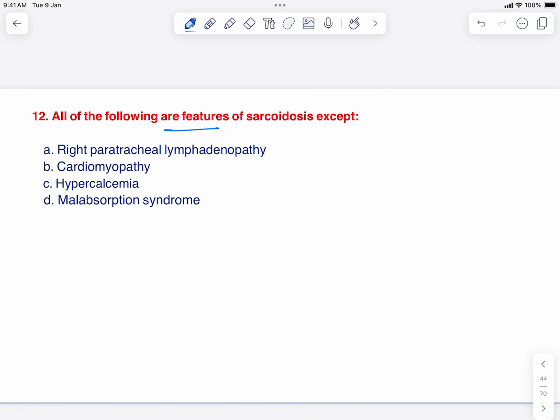All of the following are the features of sarcoidosis, except. The options are right paratracheal lymphadenopathy, cardiomyopathy, hypercalcemia, malabsorption syndrome. So the one which you don't see is malabsorption syndrome in patients with sarcoidosis. Right paratracheal lymphadenopathy, yes, that is a part of your Garland's sign, which is also called 1, 2, 3 sign, which is also called the pawnbroker sign in patients with sarcoidosis.